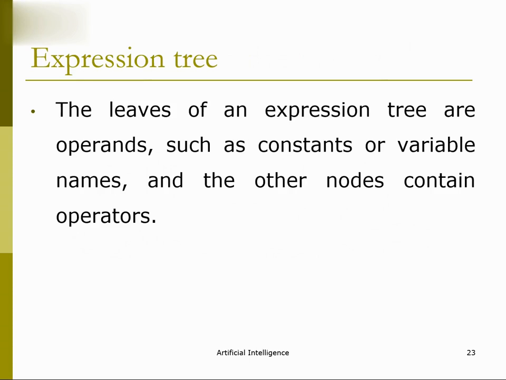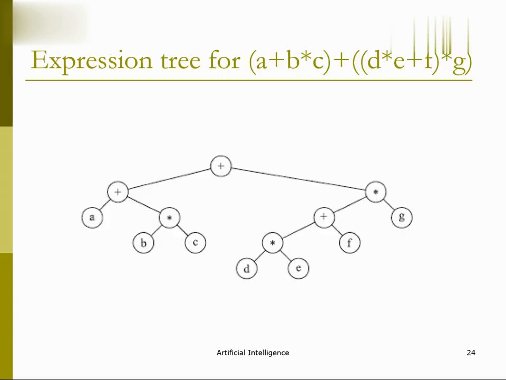An expression tree. The leaves of an expression tree are operands, such as constants and variables, and the other nodes contain operators. So here, this is the expression tree for this expression, wherein all the operands are represented as the leaf nodes and all the operators are specified in the remaining nodes here.